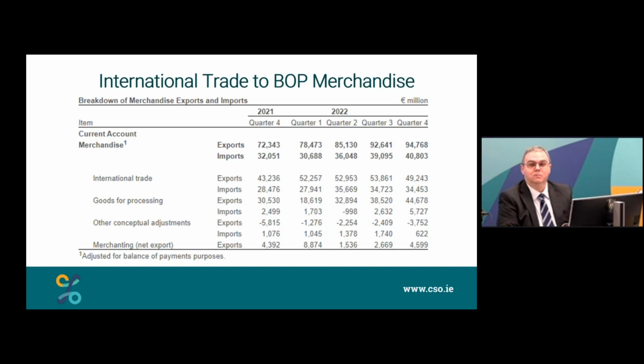And our goods for processing imports are up 3.1 billion on last quarter and 3.2 on last year. So again, we can see that the increase in net exports is being driven by the increase in exports, with this split between international trade and goods for processing.